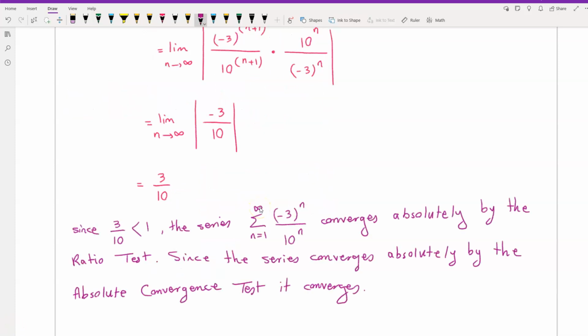So limit is equal to 3 over 10, and this number is less than 1. Since 3 over 10 is less than 1, the series negative 3 to the n power divided by 10 to the n power converges absolutely by the ratio test. Since the series converges absolutely by the absolute convergence test, it converges.